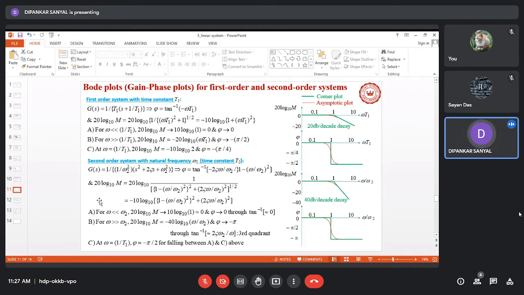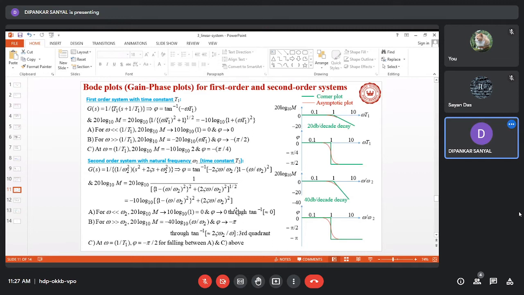And then again, in a similar manner, we construct the asymptote in the limit omega much less than omega 2 and omega much greater than omega 2, and the middle value we also process. So we arrive at the inference that up to a certain level we have this kind of corner plot, and from 1 onward we obtain this kind of corner plot in the gain part, and for the phase part we have this kind of corner plot.